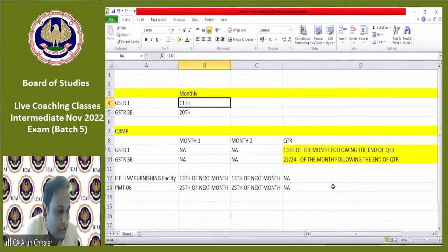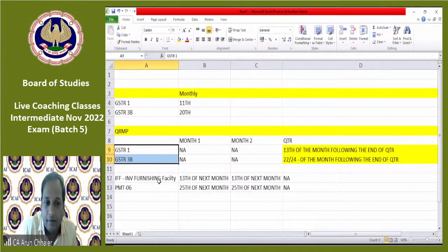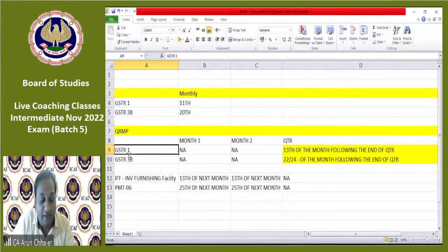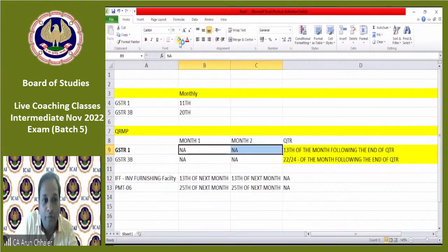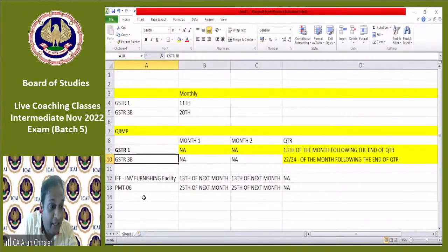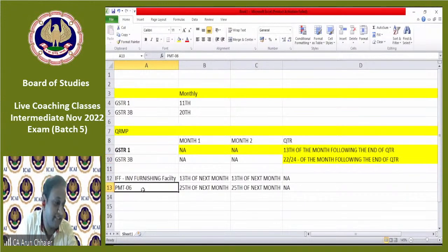IFF is used for both GSTR 1 and 3B on the 13th and 21st of the month, right? Logically, you are saying correct, Somesh, but technically there is some problem. You cannot say GSTR 1 and 3B both, because in IFF you are putting the outward supplies. GSTR 1 is the outward supplies. So for month 1 and month 2, instead of GSTR 1, you can add through IFF. Instead of 3B, we are paying the taxes through PMT-06. I hope it is clear. Why is there IFF? Because we are not filing GSTR 1.